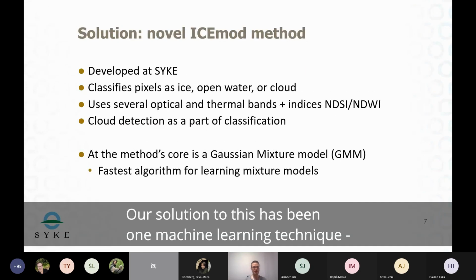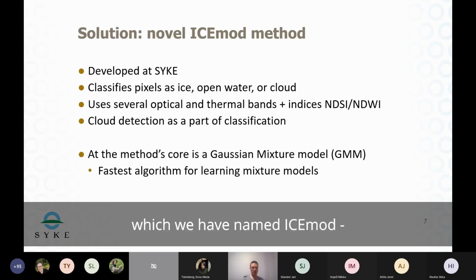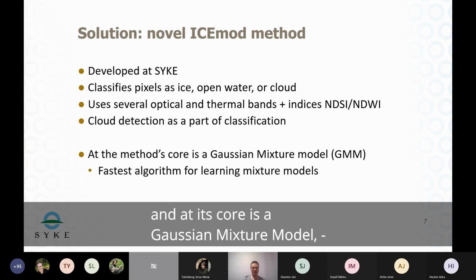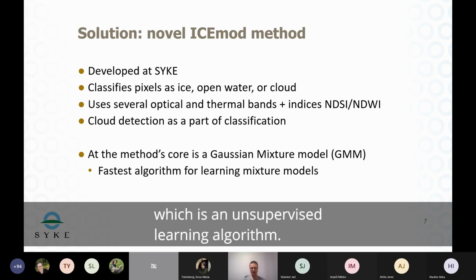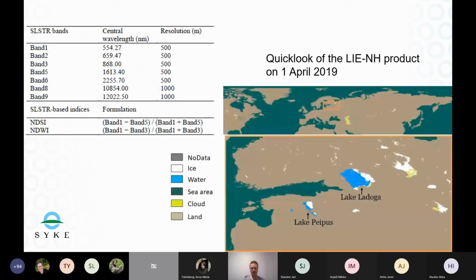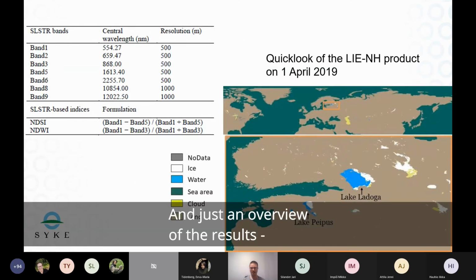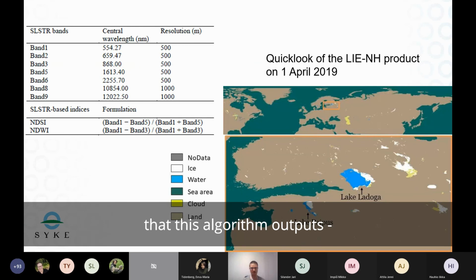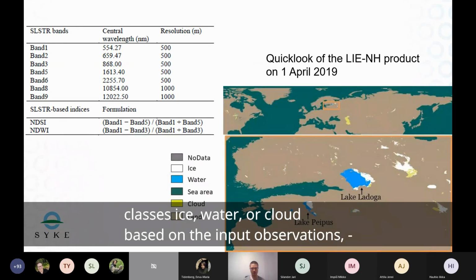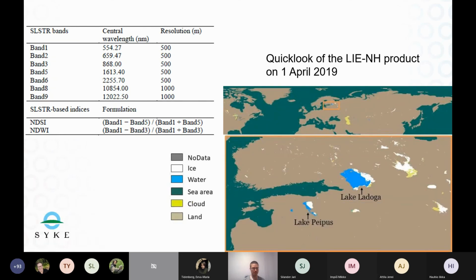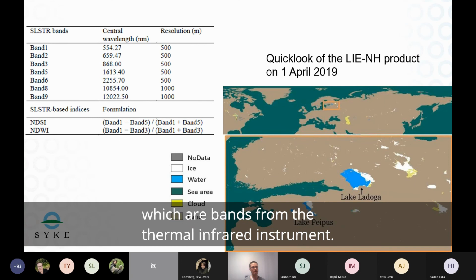And our solution to this has been one machine learning technique which we have named IceMod, and at its core is a Gaussian mixture model, which is an unsupervised learning algorithm. And just an overview of the result: this algorithm outputs classes ice, water, or cloud based on the input observations, which are bands from the thermal infrared instrument.